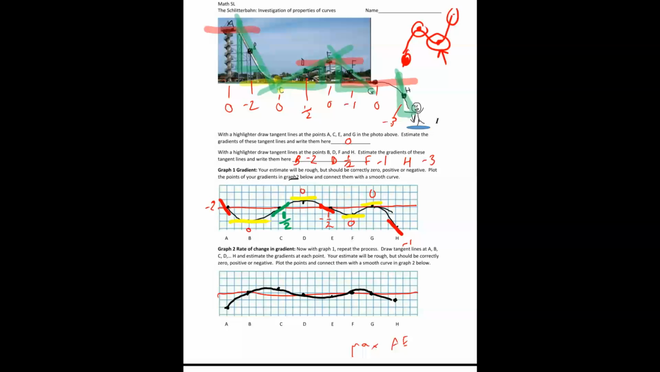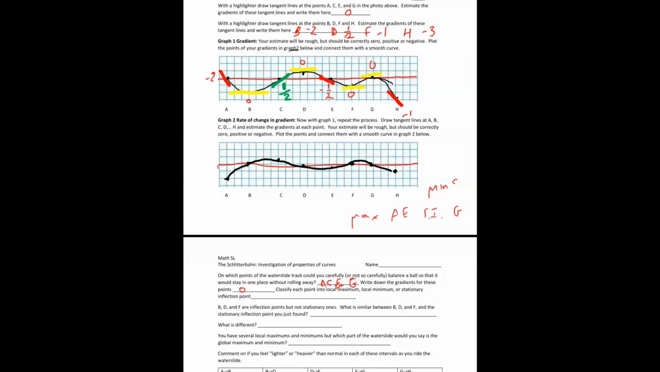That's what's known as a stationary inflection point. A stationary inflection point is a place where the curvature changes from curving this way to curving this way. So the minimum is just C, and the stationary inflection point would be G. So let's write those down. A and E are maximums. C is a minimum. And G is a stationary inflection point. Okay?